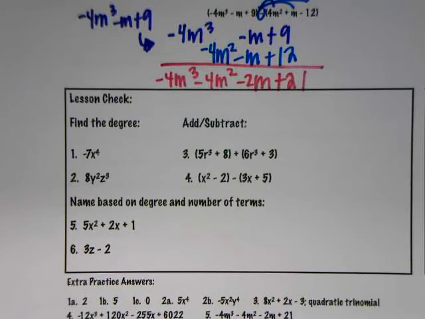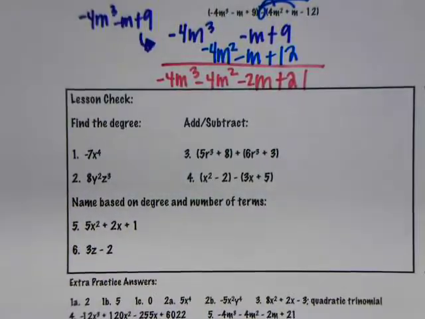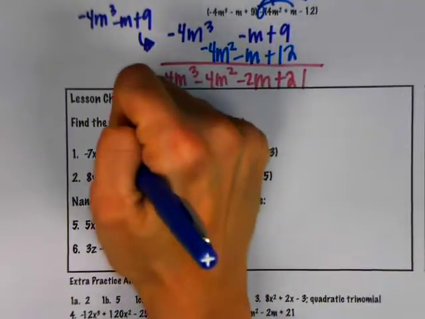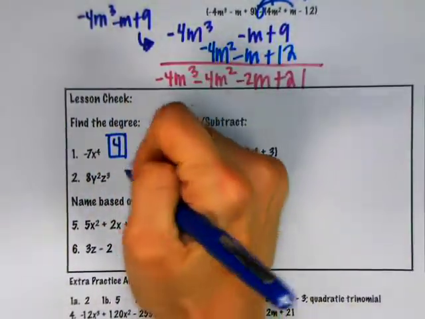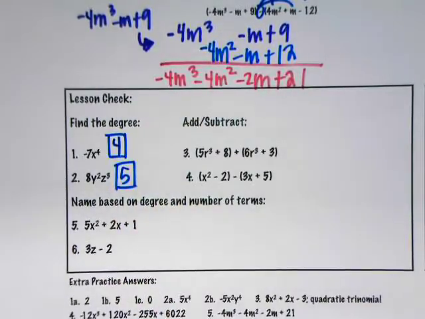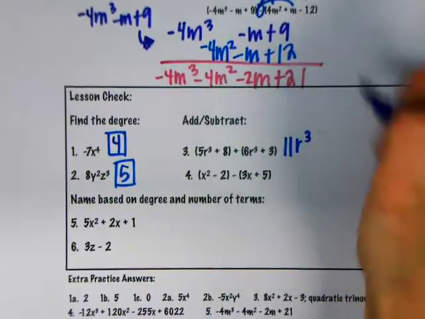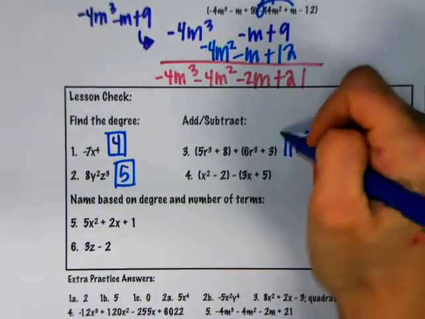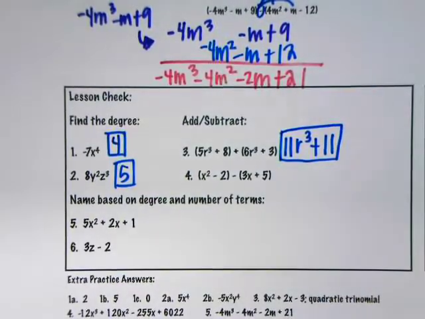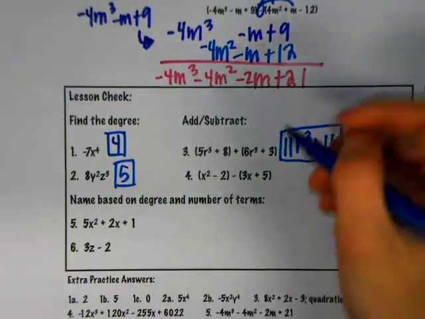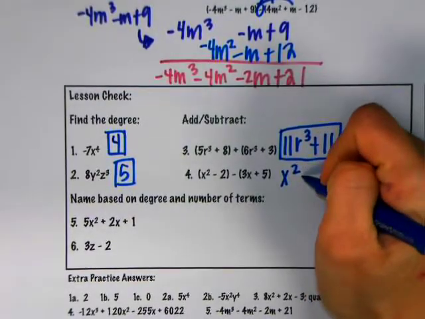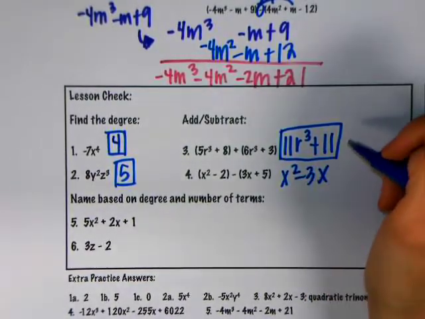Are we done with the lesson check? Yes, no? Okay. What do you guys get for number 1? What's the degree? 4, yep. What about number 2? 5. Okay, 3 is addition, so what do you guys get for that one? Yep, 11r to the third, plus 11. 4 is subtraction, what do you guys get on that one? X squared minus 3x minus 7, yep.